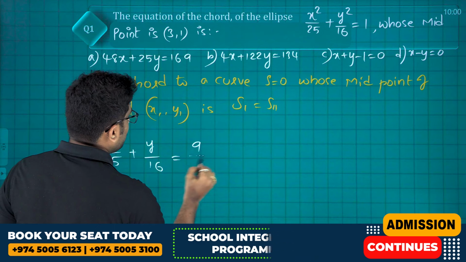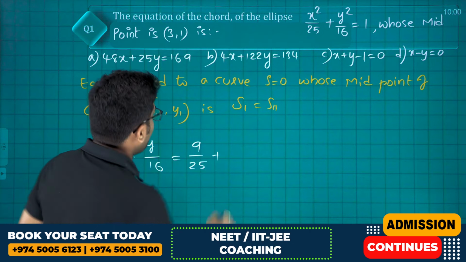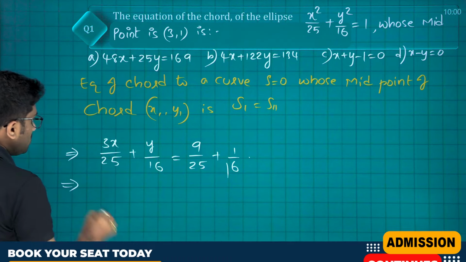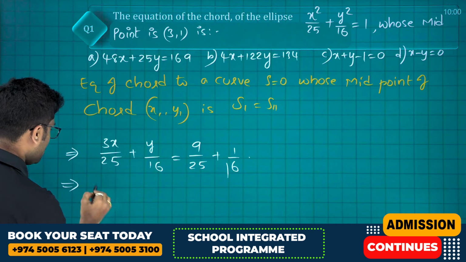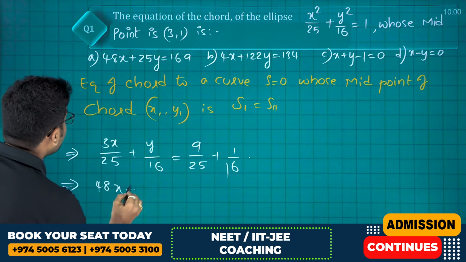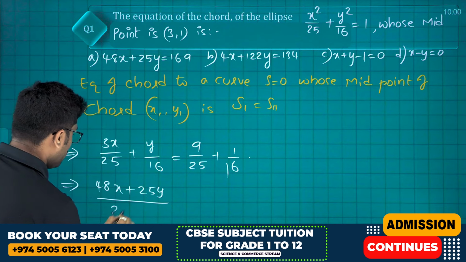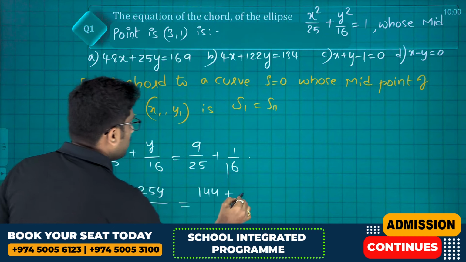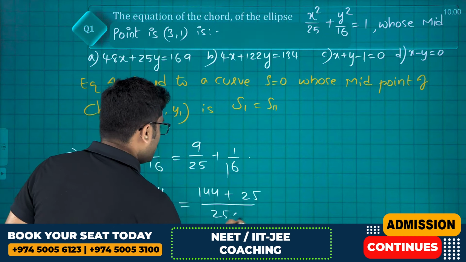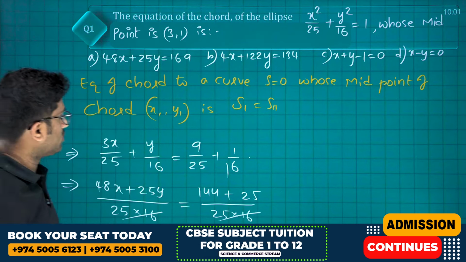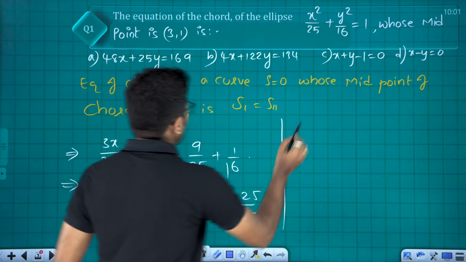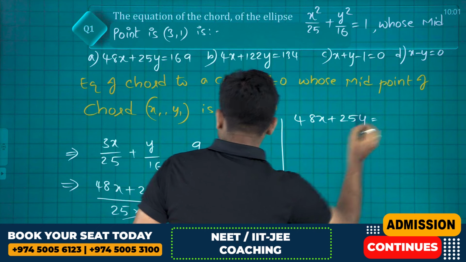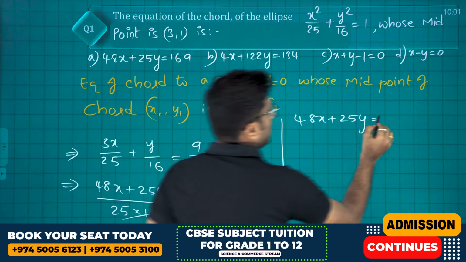3 square 9 by 25 plus 1 by 16. So this is equal to 16 3s are 48, 48x plus 25y divided by 25 into 16 is equal to 16 9s are 144 plus 25 divided by 25 into 16. So 25 into 16, 25 into 16 gets cancelled. Hence the equation of the required chord is 48x plus 25y is equal to 144 plus 25, which is 169.